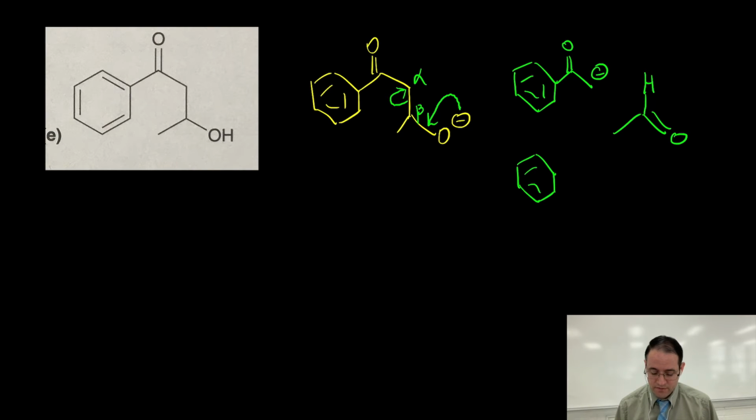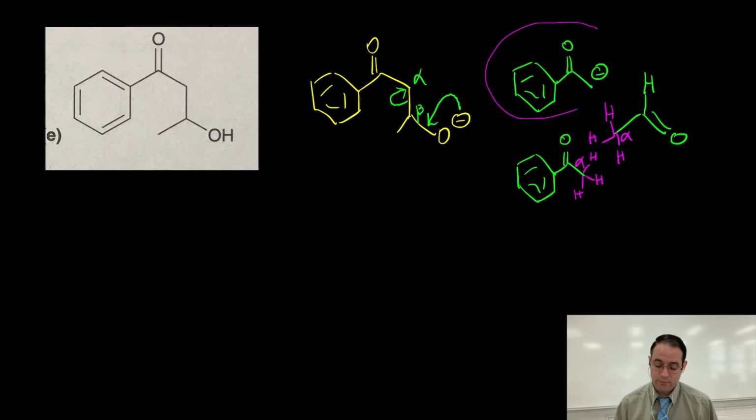Acetophenone, of course, is a neutral molecule. And you can see here that we have the same problem that we've experienced before. Acetaldehyde has alpha hydrogens, and so does benzaldehyde. Both of these molecules have alpha hydrogens, so we need to direct this reaction.